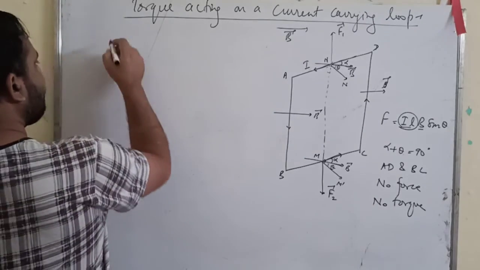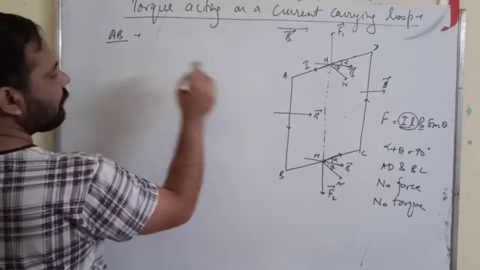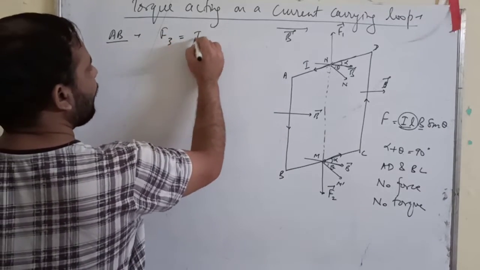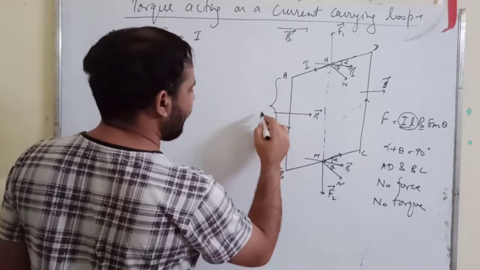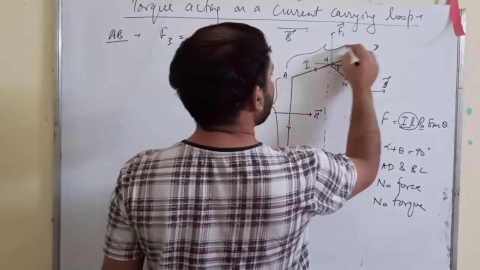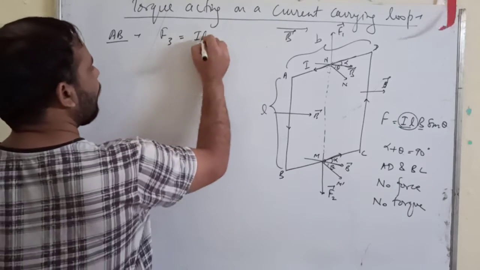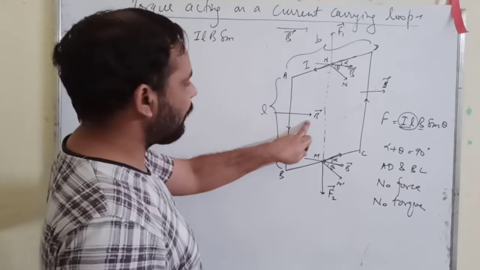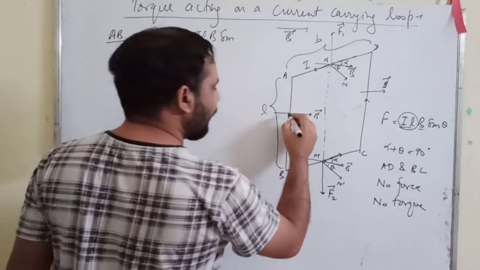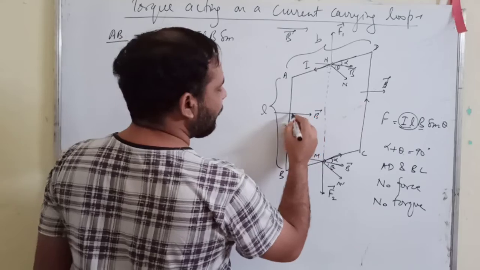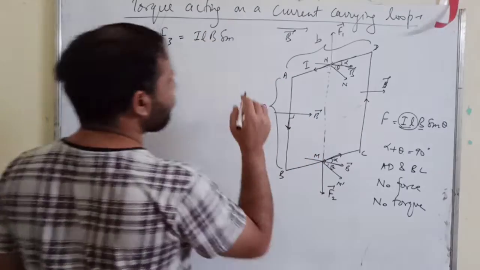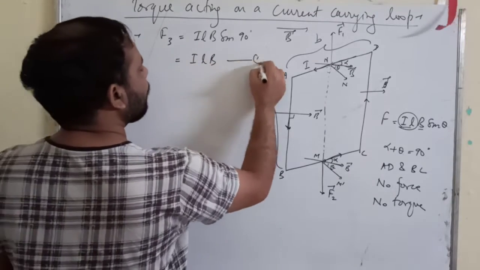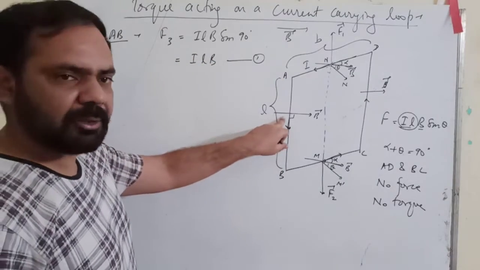Okay, now AB, here the force will be how much? It is F3 equals I, now this length is, this was L, and this was how much? It was B. So I L B sine. Now how much is the angle between IL vector and B vector? Now IL vector is this. Okay, and B vector is this. What is the angle between them? It is 90. So it is ILB, right? So the force acting on this branch is ILB.